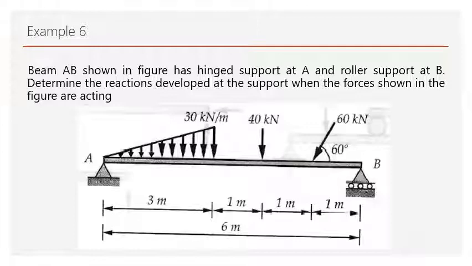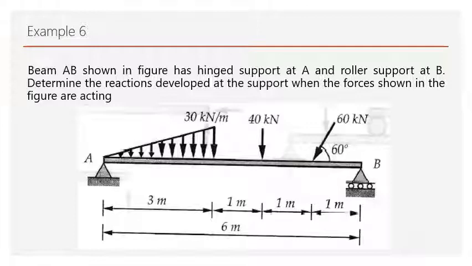Here, what kind of beam are you seeing? One end is on the hinged support. It is hinge supported at A and roller supported at B. Determine the reactions developed at the supports when the forces shown in the figure are acting. This is the case of multiple loading. You are seeing the UVL in the form of triangular loading, one point load and another inclined load. Observe the diagram carefully, observe the supports, and then draw the free body diagram.